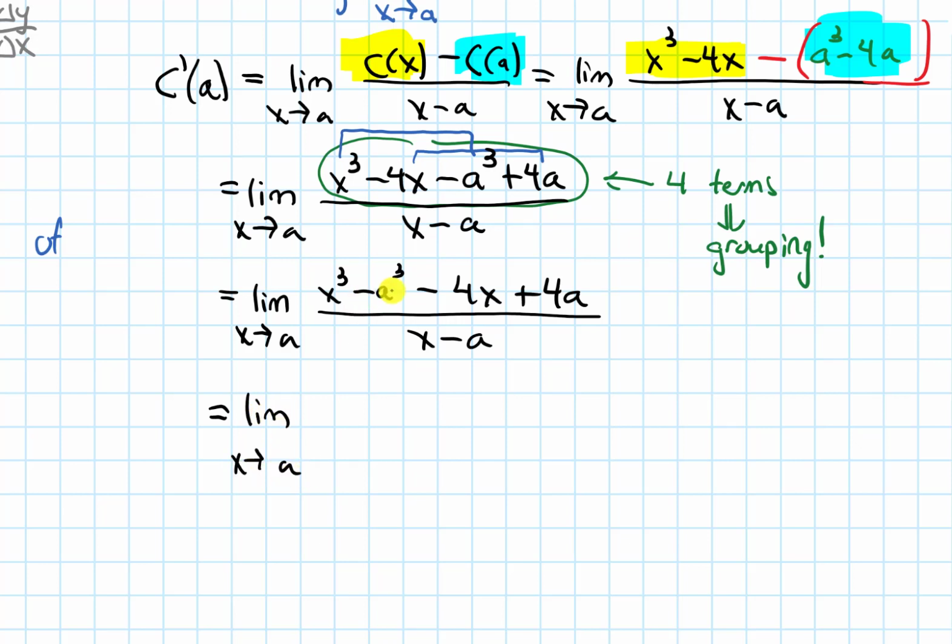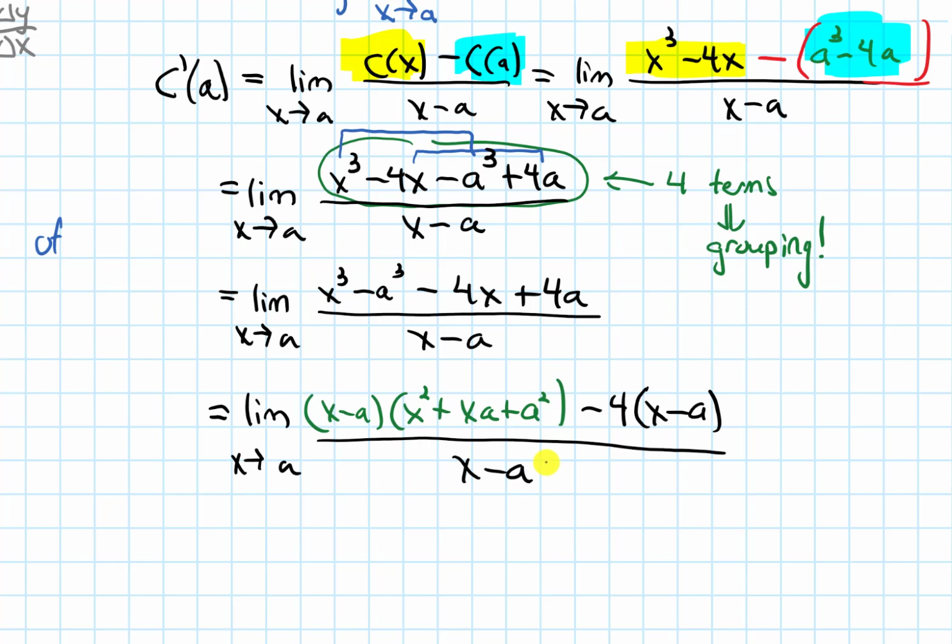So now for my difference of cubes, we will get x minus a times x squared plus xa plus a squared. And now from the second group, I can take out 4 or a negative 4. Negative 4 will be a little bit better because I'm left with then x minus a. And over x minus a, because now I see there's an x minus a here and an x minus a here, common term, so I could factor that out. We get the limit as x approaches a. Let's factor out that common x minus a.